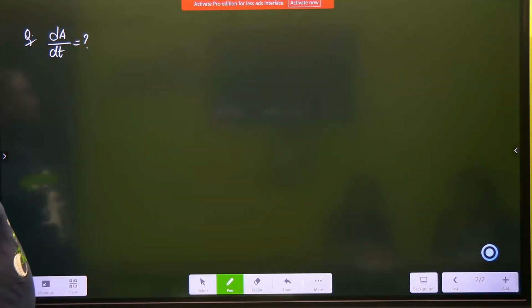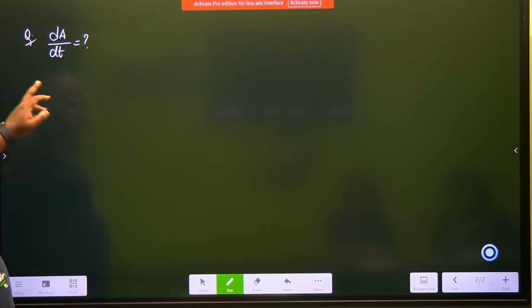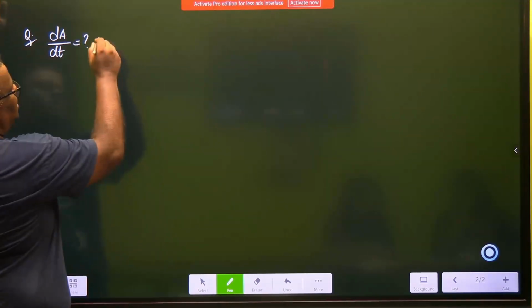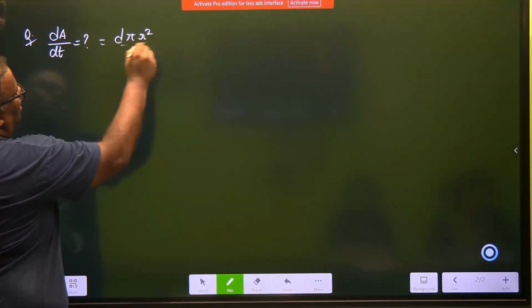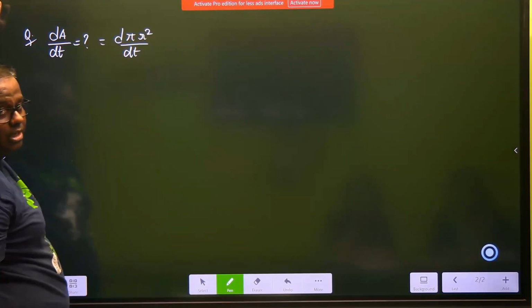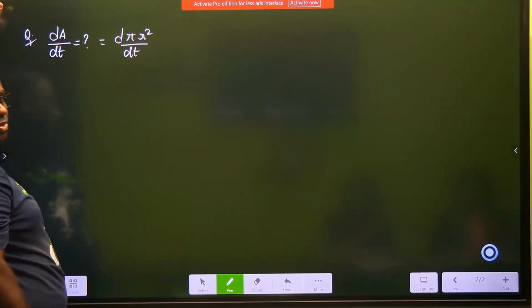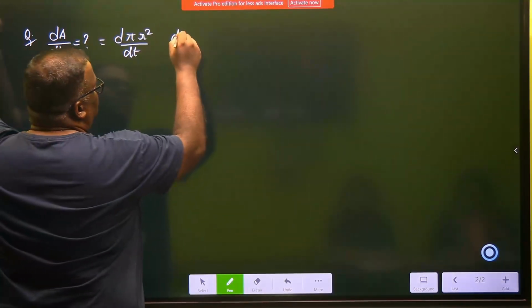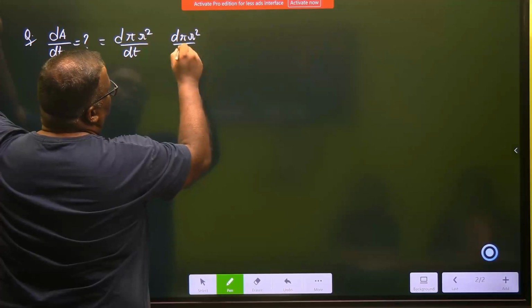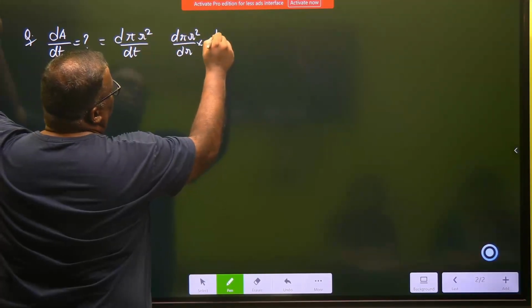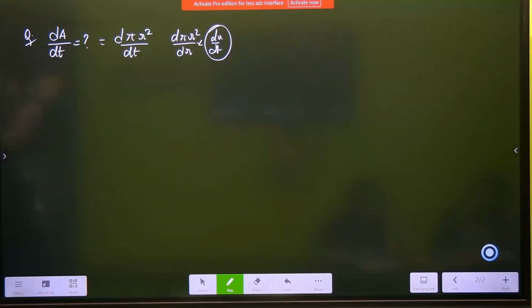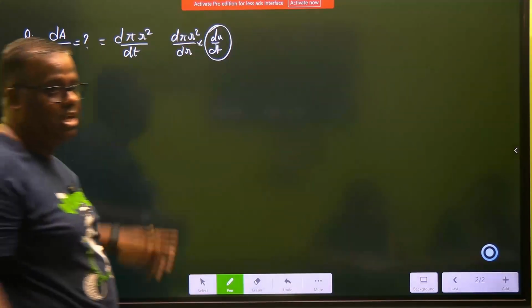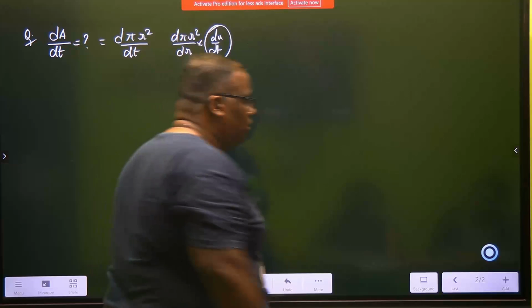With respect to its radius. That should have been there instead of per second: with respect to its radius. Because when you do this, this is what? d(pi r square) divided by dt. Agreed? R is changing continuously. So I will make it d(pi r square)/dr into dr by dt. The data is missing in this problem. That's why it is erroneous. But the question in the exercise is correct.